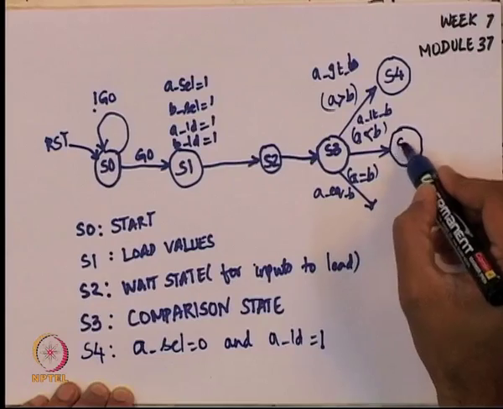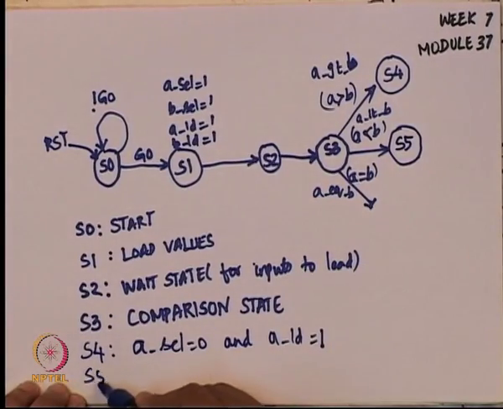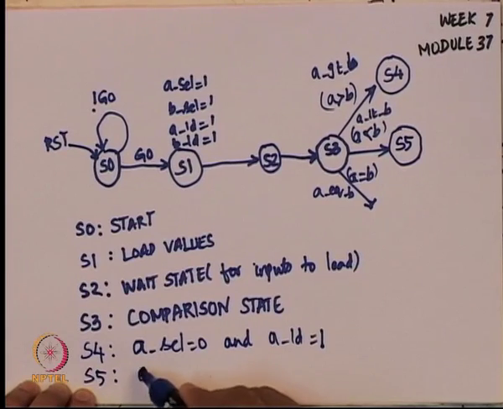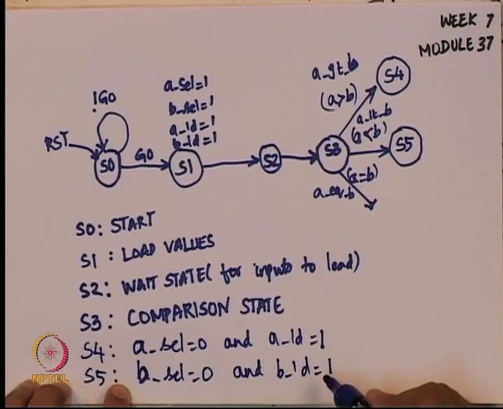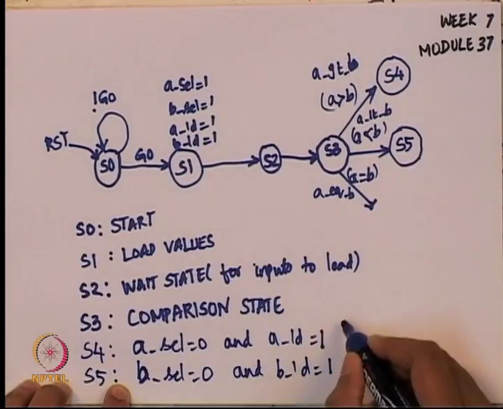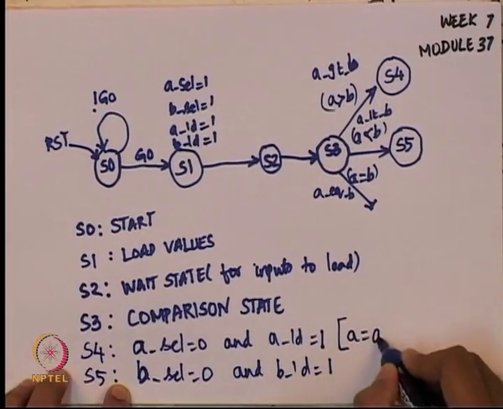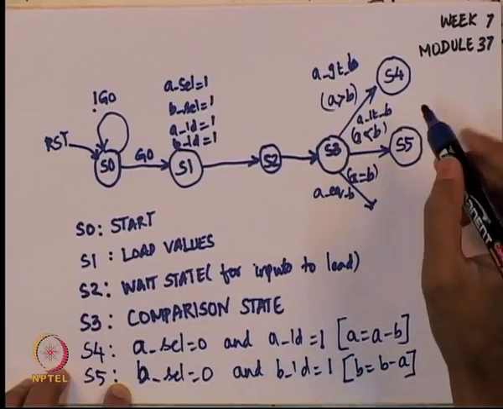I will have another state called S5. In S5 I have to do the reverse. In S5 I have to do b select equals 0 and b load must become 1. The reason is we want b equals b minus a. So, S4 is for accomplishing a equals a minus b, and S5 is for accomplishing b equals b minus a.